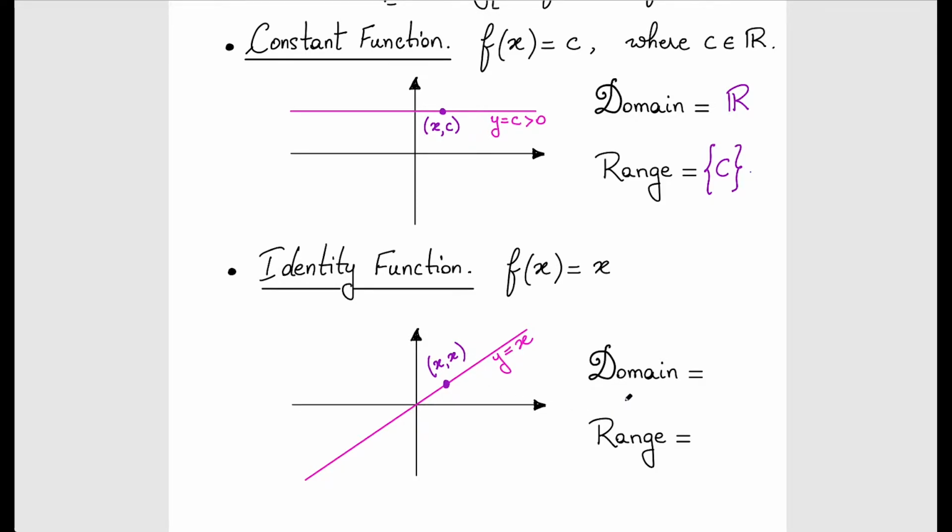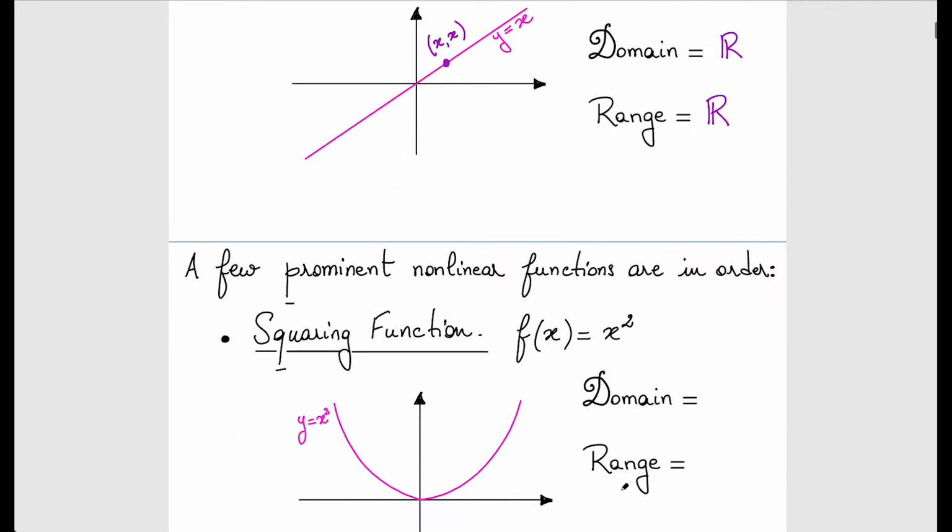Okay. So what's the domain of this function? For the domain, you project all the points onto the x-axis, and you're going to see the entire x-axis. And similarly, if you project all the points onto the y-axis, or you try to flatten the function along the y-axis, you're going to see all of the y-axis. So the domain and the range of this identity function are the same.